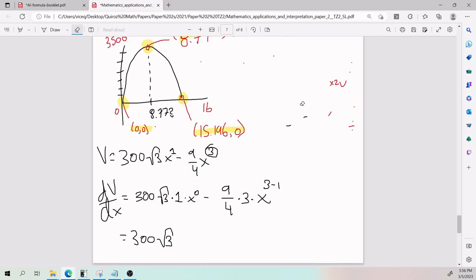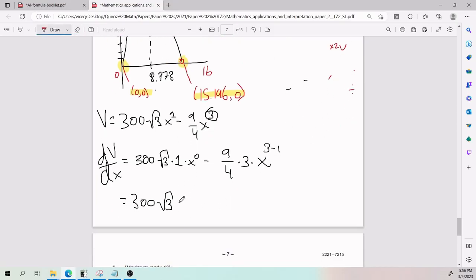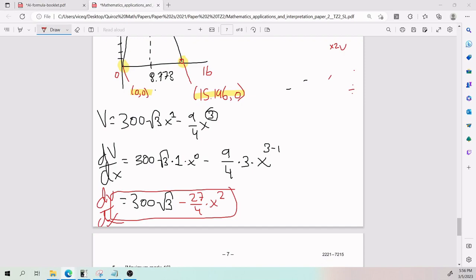So back to the exercise at hand, the term on the left ends up like that. The term on the right ends up like this. 9 times 3 is going to be 27 divided by 4 times x, 3 minus 1, 2. So that is my trusty, rusty derivative in this scenario.